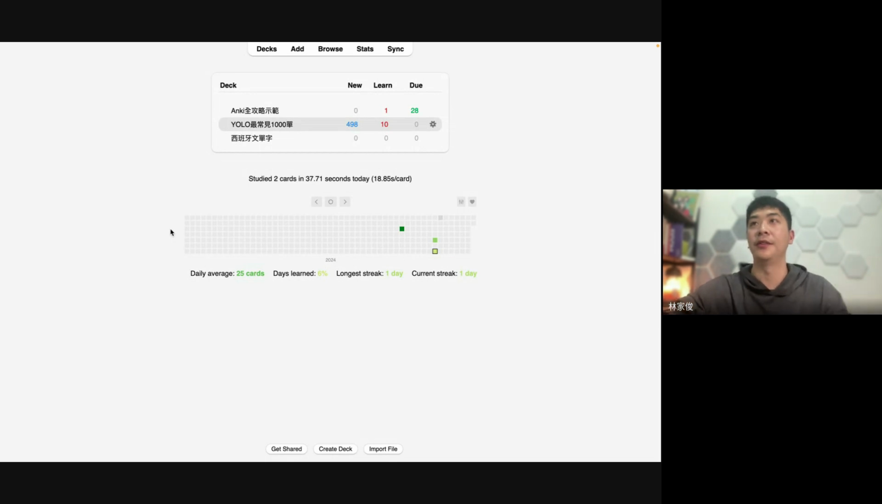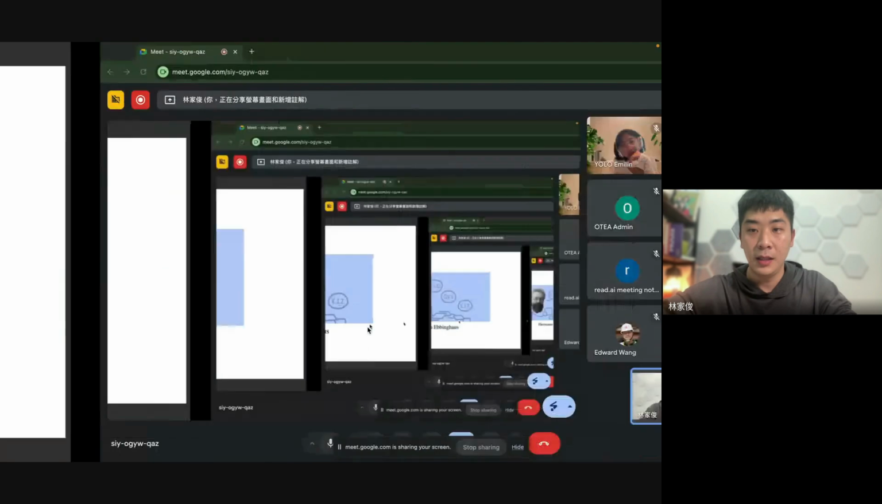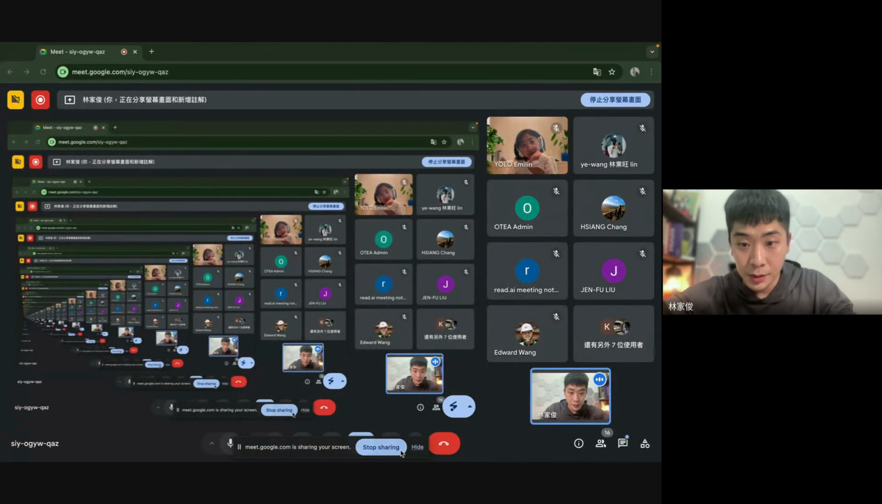Okay, so we don't have to calculate the intervals. Anki will automatically calculate the interval for us. Okay, that's how Anki works. And Anki has many different variations and functions. So besides language learning, Anki can be used in any field where you need to memorize something. So I encourage everyone here to download this app today. It's free, and start using it to remember anything you want.